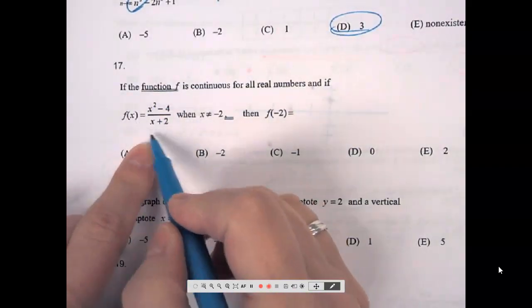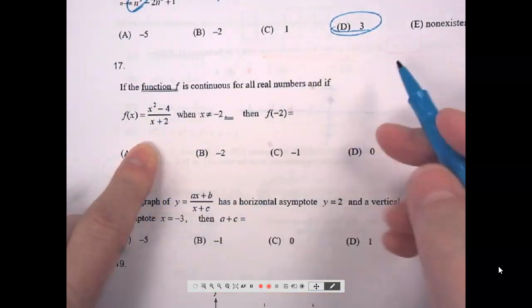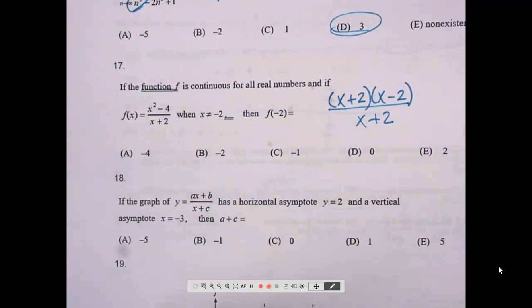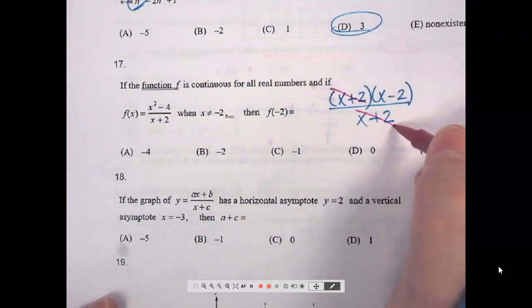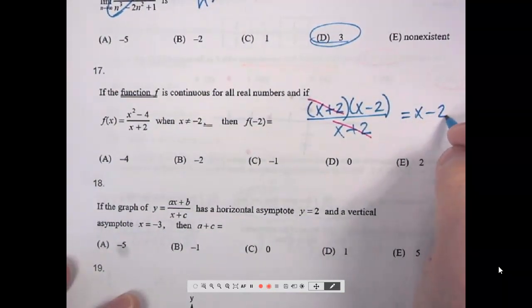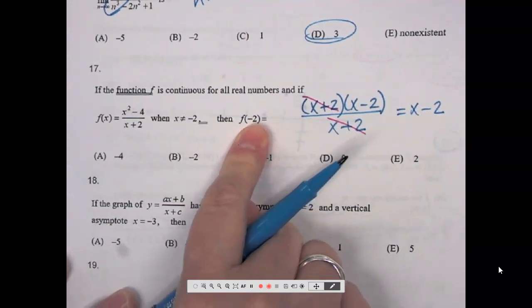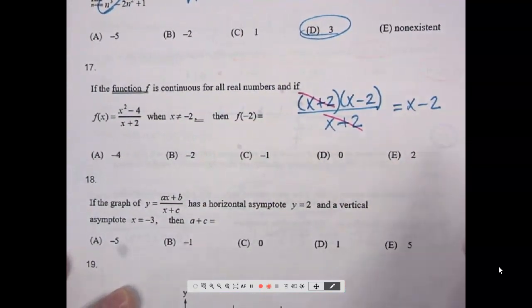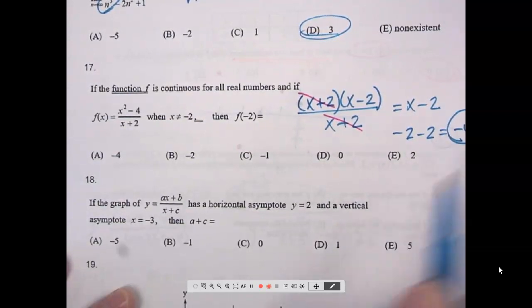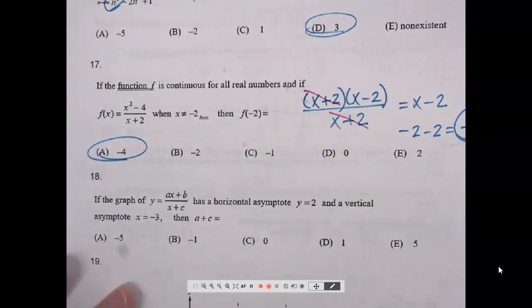So what I'm going to do is see that this is factorable. That is a difference of 2 squares up top. I have a common factor that will cancel. So what's left is x minus 2. Now I'm going to take that negative 2 and plug it in. So negative 2 minus 2 is negative 4. So that would be my answer A.